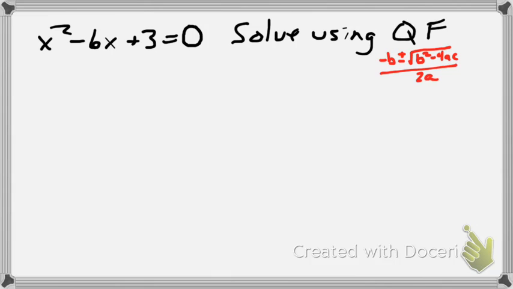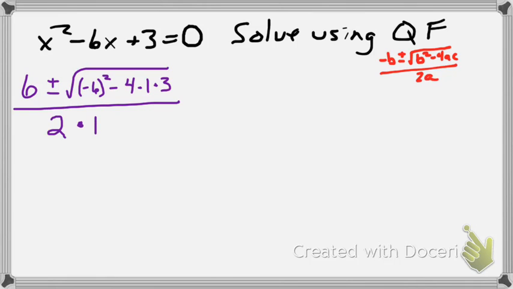So I have the opposite of negative 6, which is 6, plus or minus the square root of b squared, which is negative 6 squared, minus 4 times a times c. The whole root thing is what you just did when we found the discriminant. All over 2 times a.